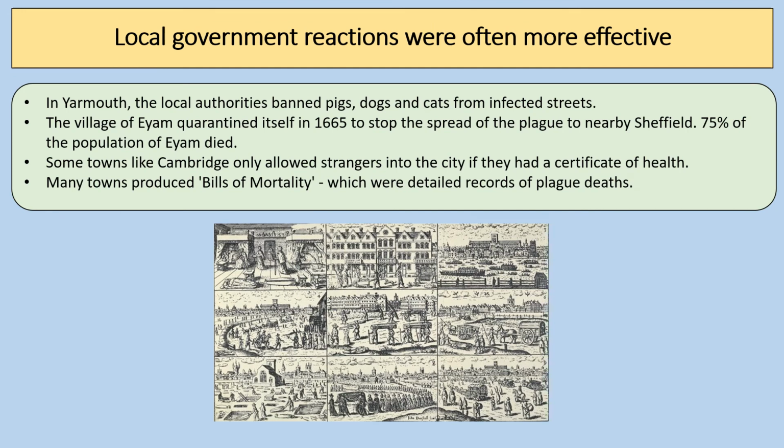Local government ideas were often more effective. So in Yarmouth, local authorities banned pigs, dogs and cats from infected streets. The village of Eyam quarantined itself in 1665 to stop the spread of the plague to nearby Sheffield, causing 75% of the population of Eyam dying, but the plague not spreading to Sheffield. Some towns like Cambridge only allowed strangers into the city if they had a certificate of health, and many towns produced what are called bills of mortality, which were detailed records of plague deaths.